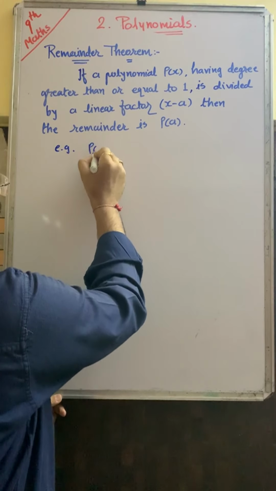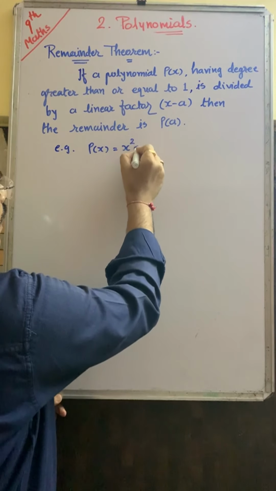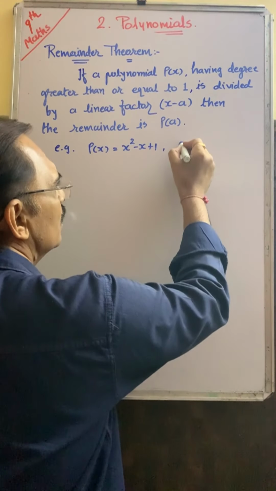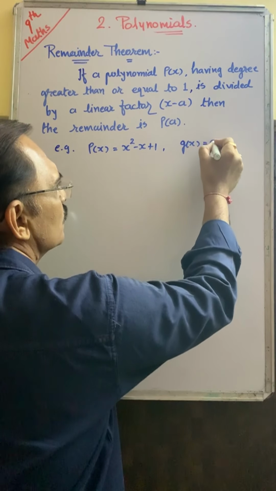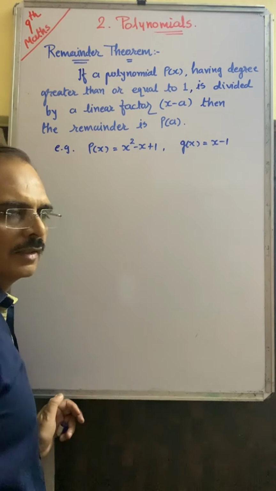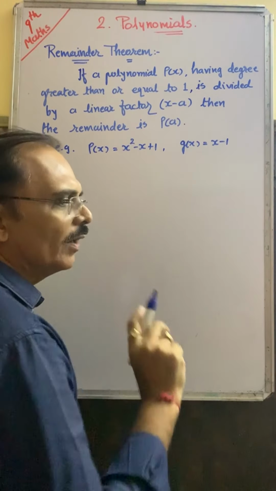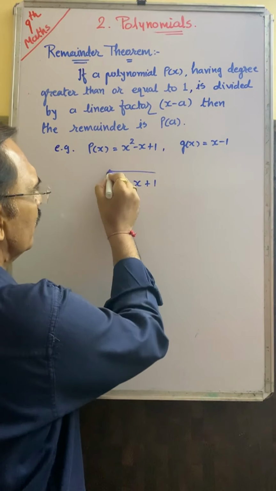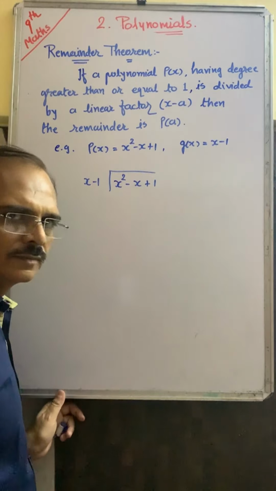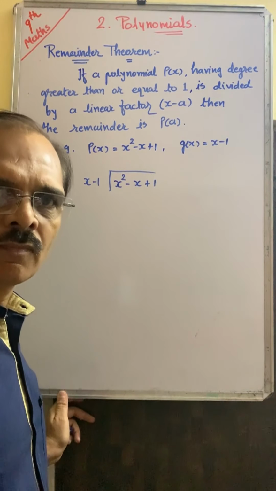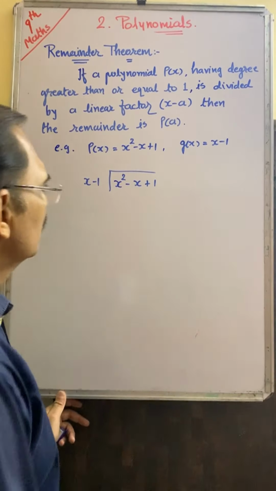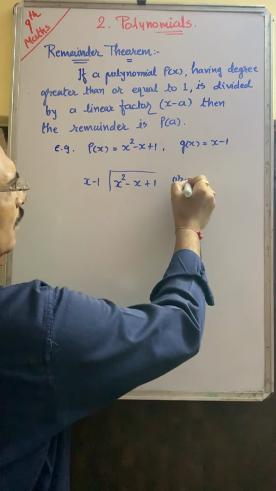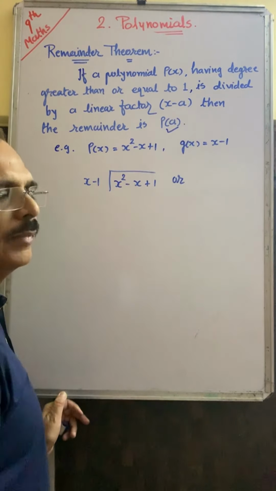if a polynomial p of x is given, suppose x square minus x plus 1, if this polynomial is divided by another polynomial, suppose g of x equals x minus 1, then the remainder is what? No need to divide this. Means no need to apply long division like this. Don't do this. Okay, this is also one of the methods. But here in 9th standard, without doing this long division method, we can find it by applying this remainder theorem.